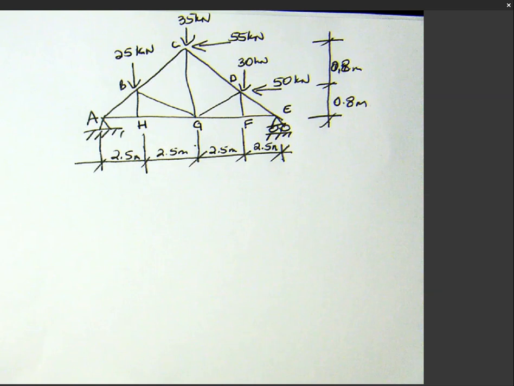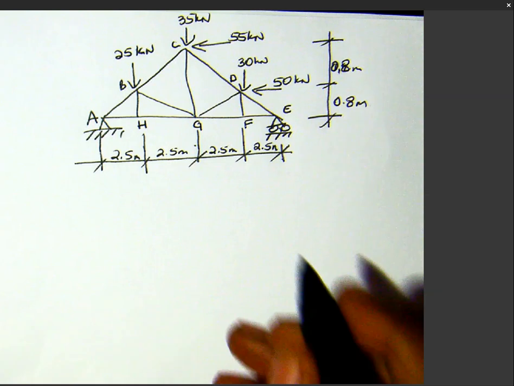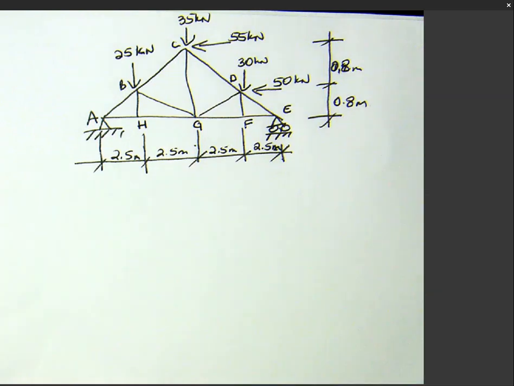Vertical, horizontal distances given, and the point loads are acting at the nodes. Unfortunately, when we are dealing with trusses, we're dealing with only point loads. You can't be dealing with a uniformly distributed load if you are analyzing a truss. Even if you've got a uniformly distributed load from the roof, you must convert it into point load acting at the nodes. These are the nodes.